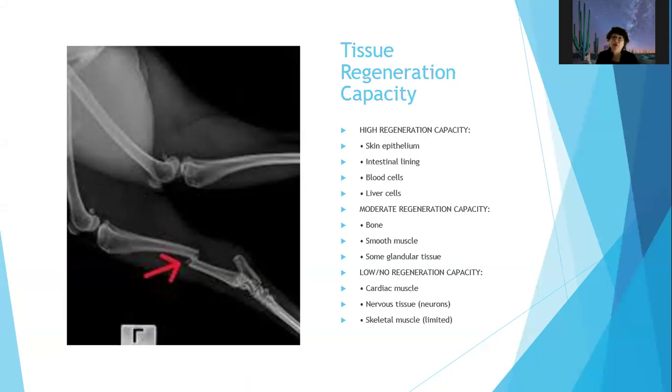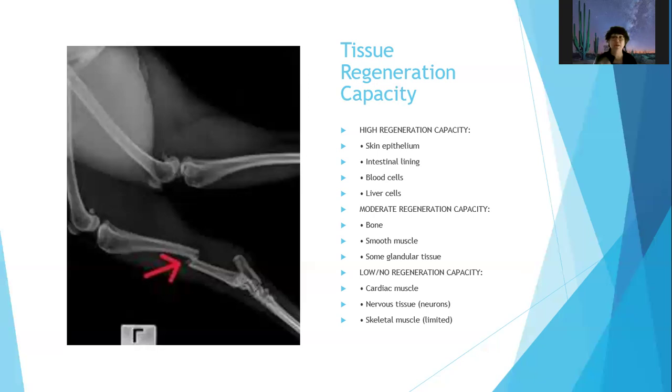Some cells have moderate regeneration capacity, like bone and smooth muscle, and some glandular tissue can regenerate fairly well. Some cells have very low or no regeneration capacity, like cardiac muscle. Nervous tissue has zero, especially in the central nervous system. In the peripheral nervous system it has low regeneration capacity, but it can happen. Skeletal muscle has limited regeneration capacity, so it's not none, but it's lower than some of the other tissues.